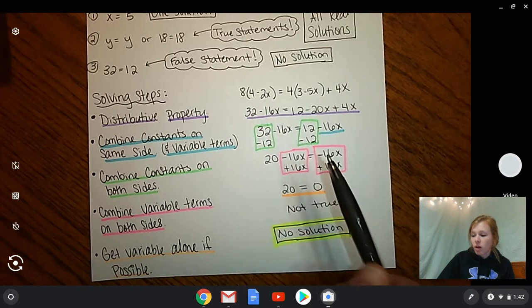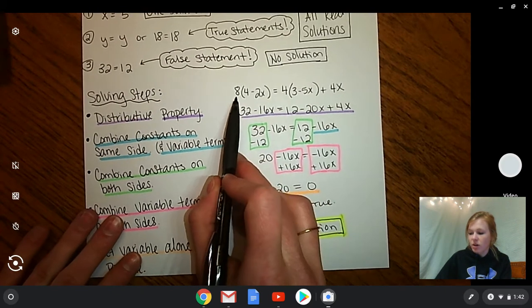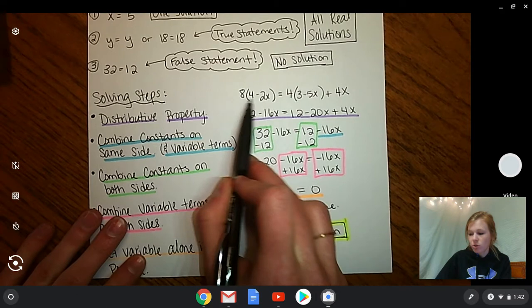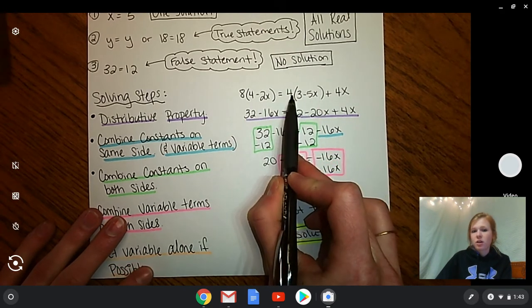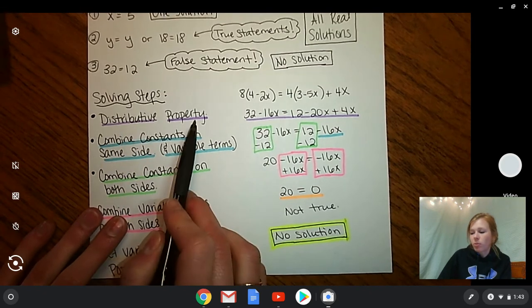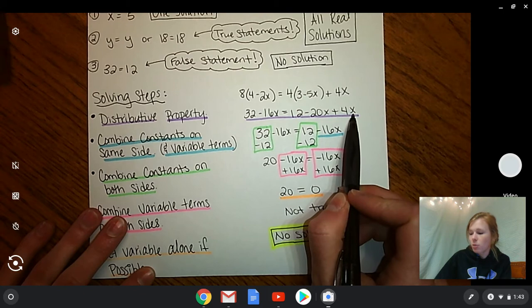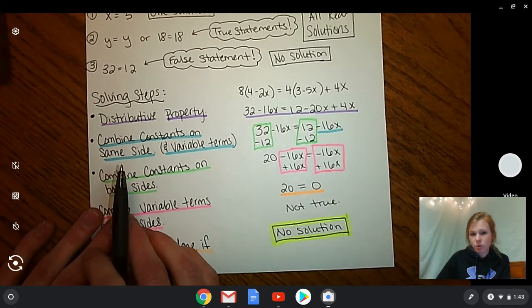The reason why I know it needs to happen in this case is because I have parentheses and I have a number right next to a set of parentheses. So I can do the distributive property here, and I can do the distributive property here. So that's why I've underlined distributive property in purple, and then I underline the second sentence in purple because this is what it looks like after I did the distributive property.